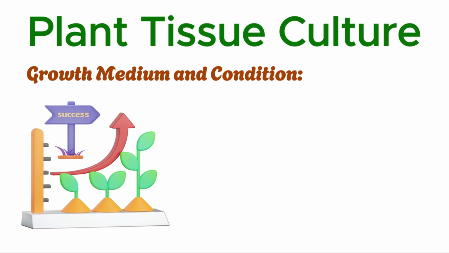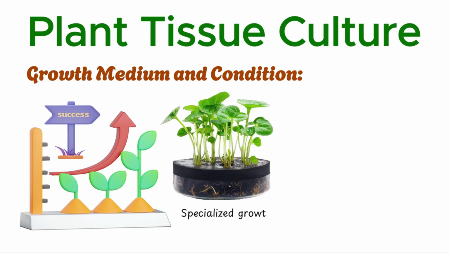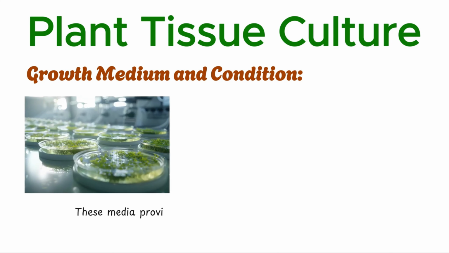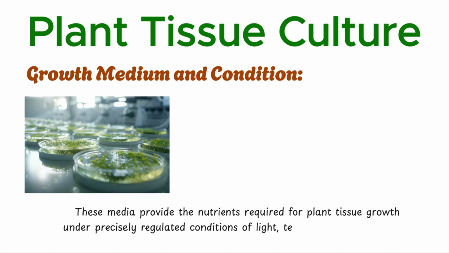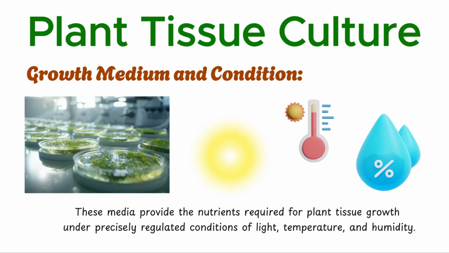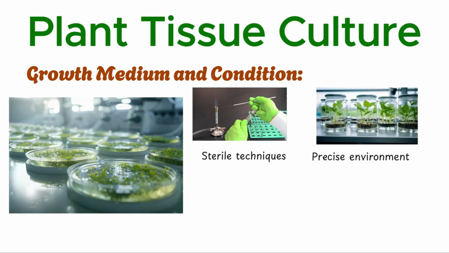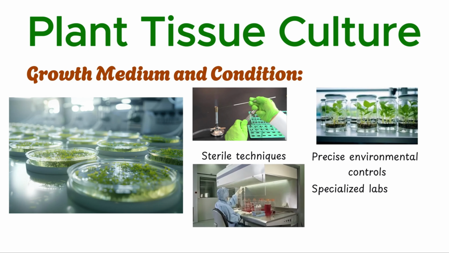The success of plant tissue culture depends on specialized growth media, which may be liquid, semi-solid, or solid, such as nutrient-rich broths or agar. These media provide the nutrients required for plant tissue growth under precisely regulated conditions of light, temperature, and humidity. This delicate process demands sterile techniques, precise environmental controls, and specialized labs equipped with the necessary tools and chemicals. Its meticulous nature underscores its critical role in advancing scientific research and agricultural practices.